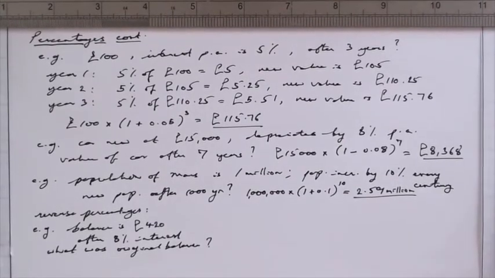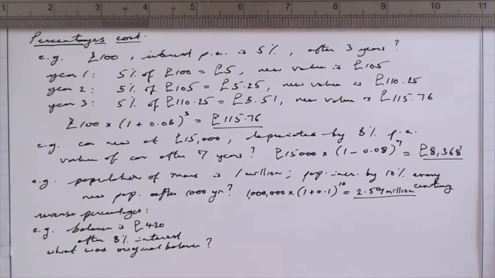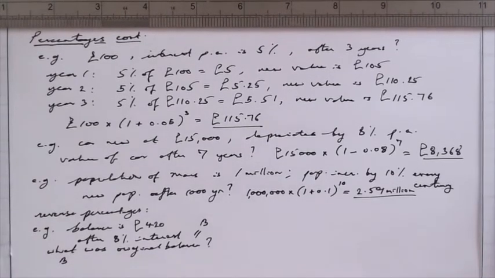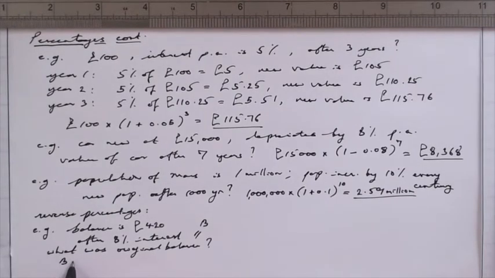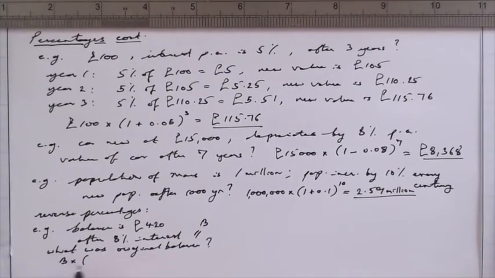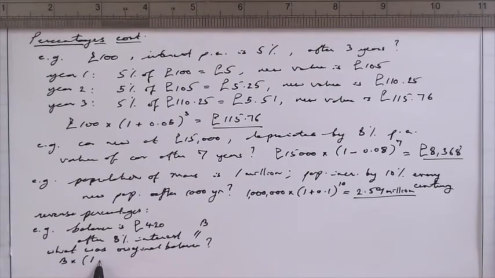So my sneaky way of solving the problem of reverse percentage is to turn it into a normal percentage problem by invoking a little bit of algebra. So let's call the original balance B, okay? And if I knew B and I wanted to know the new amount in the account after 1 year, it would be very straightforward. I would just multiply that balance by the original value plus 8%. Now, I'm actually told what the answer to that is. I'm told that it's £420.